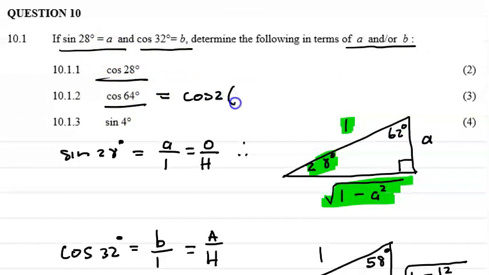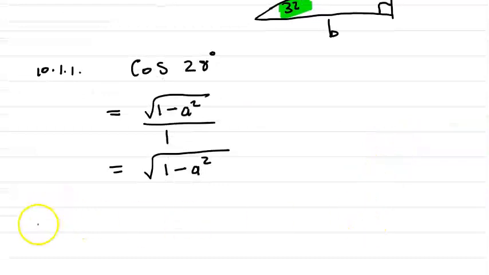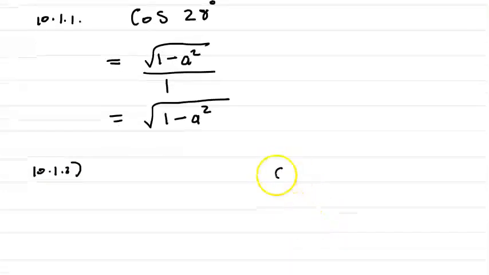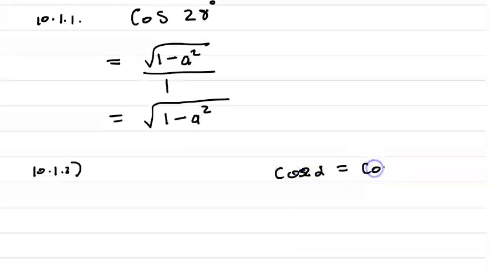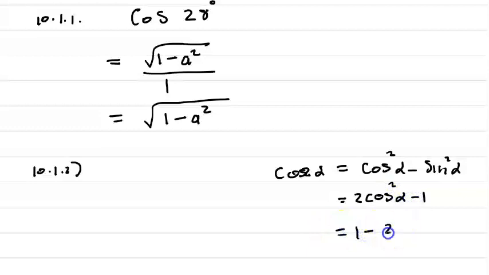Cos of, so we can manipulate it, cos of 2 times 32 degrees. Now remember our cos expansions. So 10.1.2. So for double angles, let's look at cos of 2 alpha. Let's write that down. Cos 2 alpha equals cos squared alpha minus sine squared alpha, which equals 2 cos squared alpha minus 1, which equals 1 minus 2 sine squared alpha.